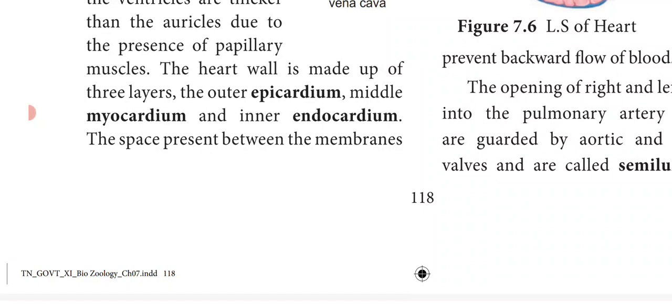The space present between the membranes is called the pericardial space, and the pericardial space contains the pericardial fluid. This you have learnt in your lower classes. So the heart is surrounded by the pericardial membrane, and in the space between, pericardial fluid is present. This pericardial fluid protects the heart from shocks and injury.